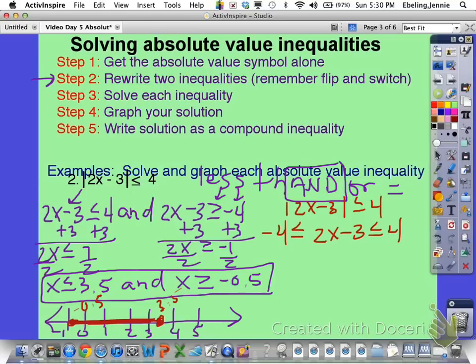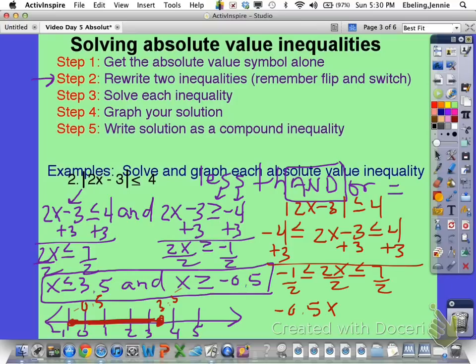You can solve it either way, either the way I did in the purple or the way I'm doing it in the red. Now when you go to solve it the way I have it in the red, we get negative 1 less than or equal to 2x, less than or equal to 7. Divide both sides by 2. I am going to get the exact same answer. It's just written a little differently than my first example, but it means the same thing.